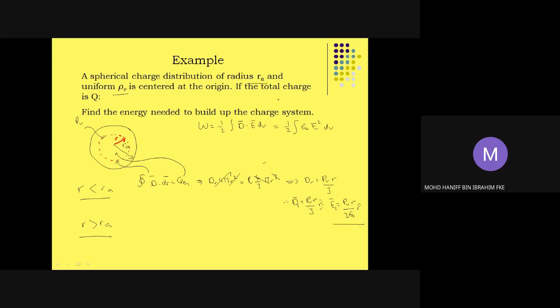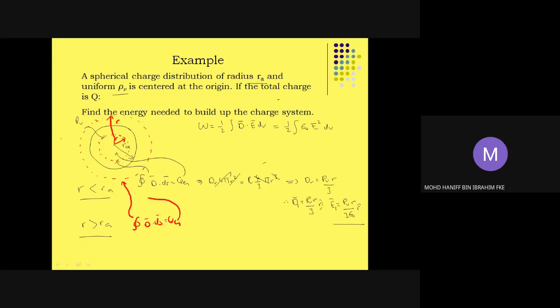Okay, for the second case, where we have R bigger than RA, our Gaussian surface should be outside the sphere. That should be our Gaussian surface for the second region, R bigger than RA, with R indicating that R is now bigger than the RA radius. So for that, we have the Gaussian surface where the integral of D dot dS equals the enclosed charge, in which the integration is on the Gaussian surface.